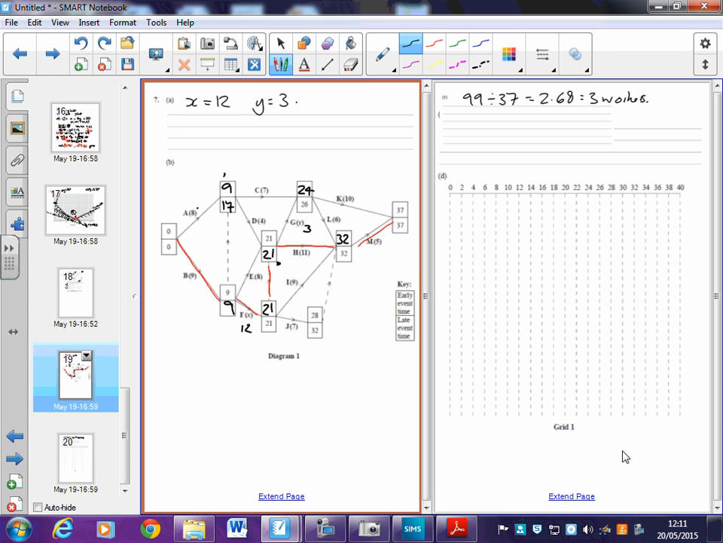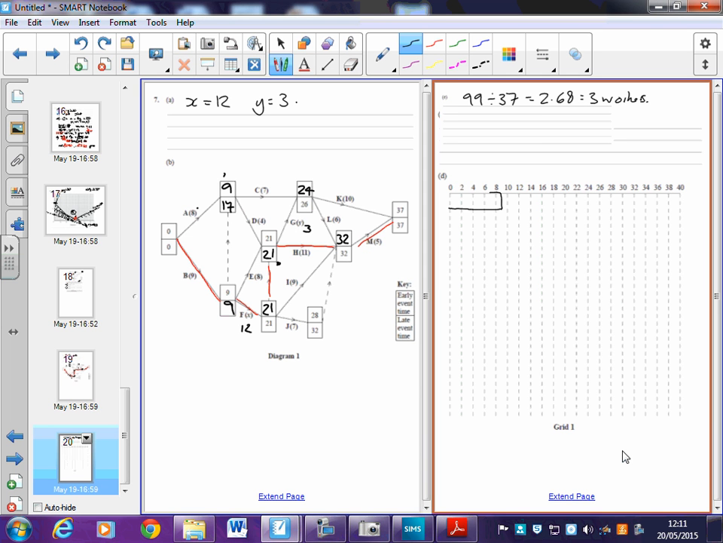So I've got B going between 0 and 9, and the critical path just goes along the top. So I've got B, which is there. Obviously yours is going to be neater than mine. I've then got F, which goes between 9 and 21. I've then got a dummy, so I don't draw that on. I've then got H, which goes from 21 up to 32. And then lastly, I've got M, which lasts for 5 and goes up to the 37. So there's my M at the end there.